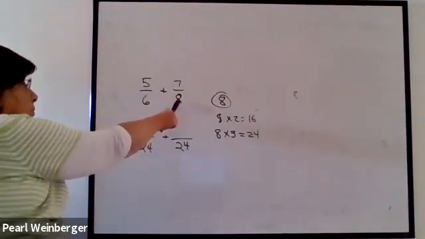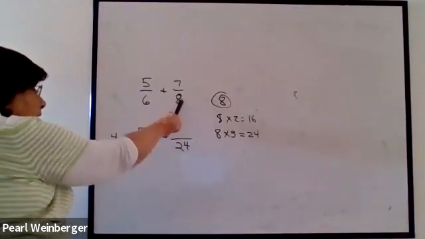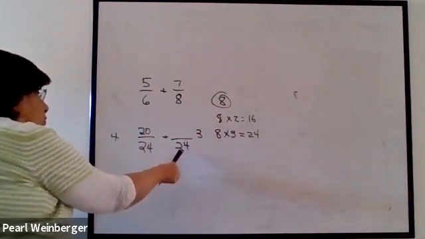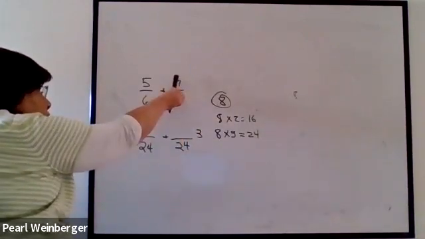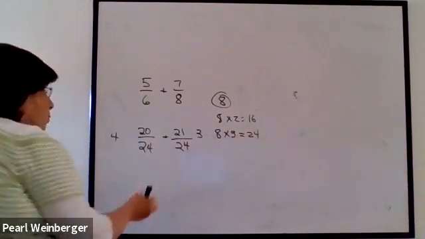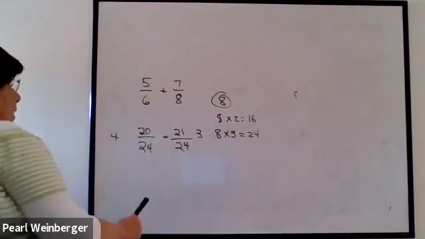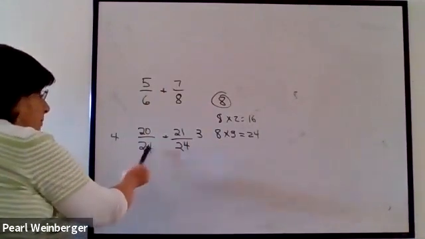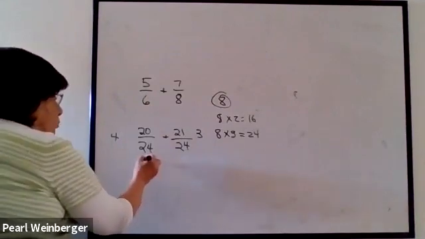We do the same thing with the 8. 8 into 24 gives me 3. I multiply the 8 by 3 to get 24. So I have to take the 7 and multiply it by the 3 as well. And that'll give me 21/24. And now that I have an LCD, I have the same common denominator. I do what I did before.